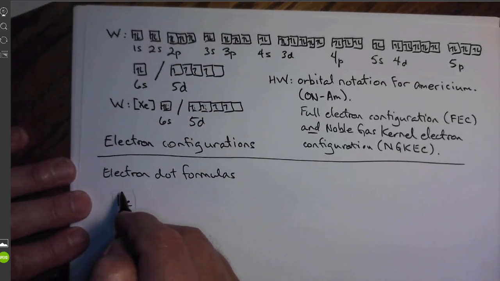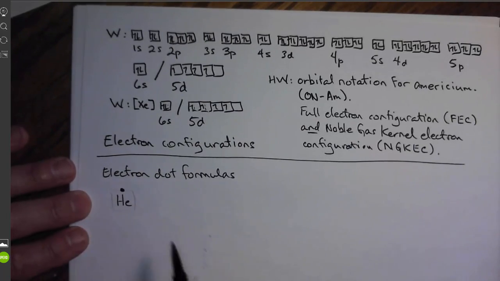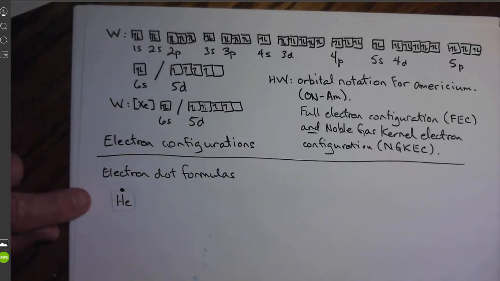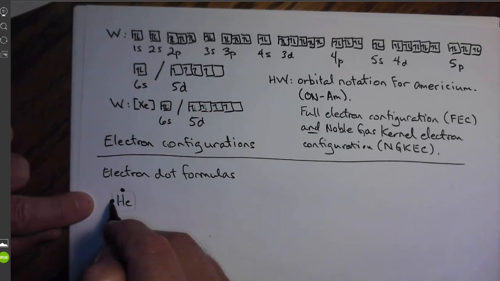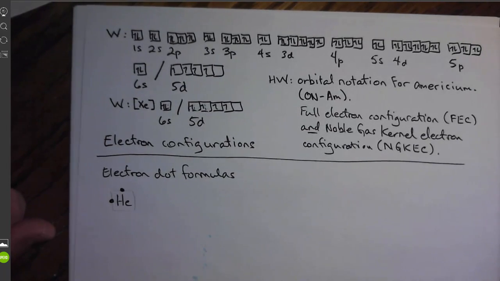Let's say I'm going to put it on the top, in the center of the top, and the center of the left side. Okay? And that's an electron dot formula for helium.